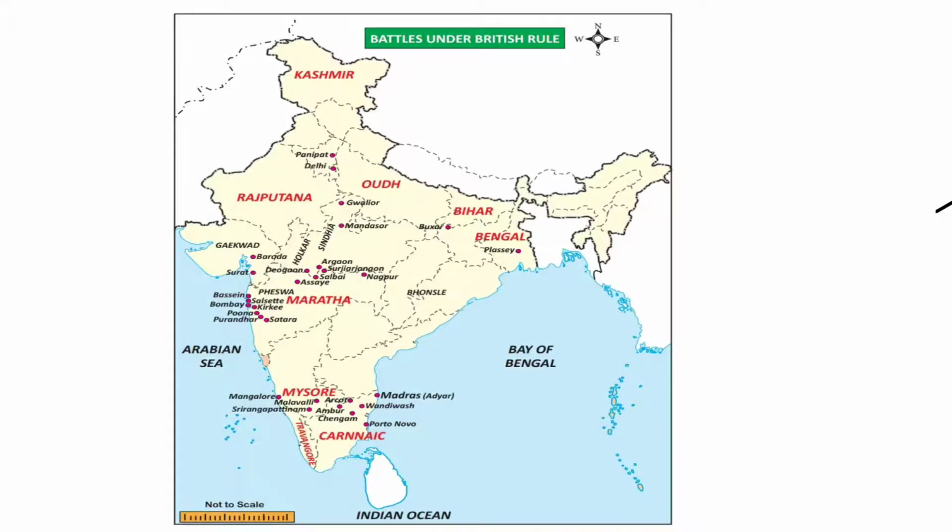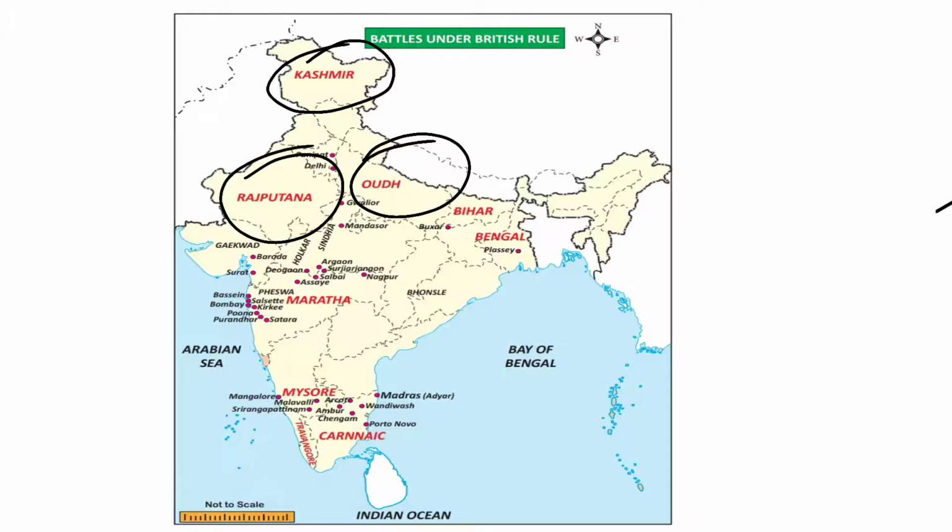And then it is also divided from west to east. This place is northern India, this place is southern India. My dear students, first one, northern India. We are going to learn northern India. What are the places that are important in northern India? Kashmir, Oudh and Rajputana. These are the major places in northern India.